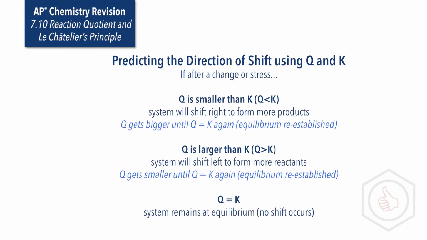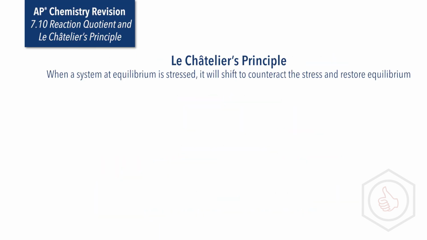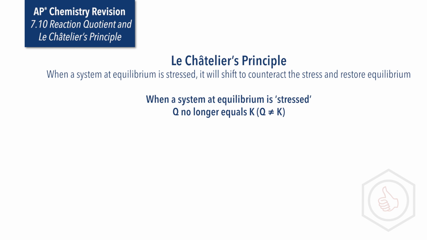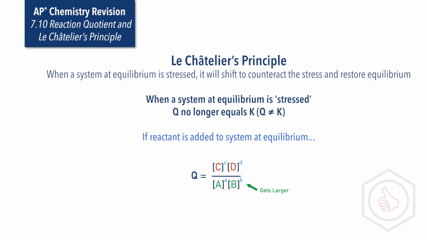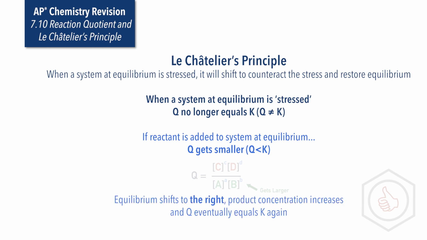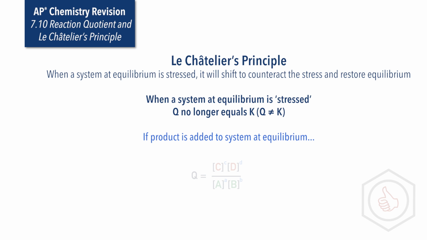So how does this link to Le Châtelier's principle? Well, when a system at equilibrium is disturbed, what we really do is we change the value of Q compared to K. For example, if a reactant is added to a system at equilibrium, the denominator in the Q expression increases, meaning the value of Q decreases. And as we've just seen, this means equilibrium will shift to the right. Equally, if a product is added into a system at equilibrium, the product concentration increases, so the numerator in the Q expression increases. This means Q increases in value, and as a result, equilibrium shifts left.